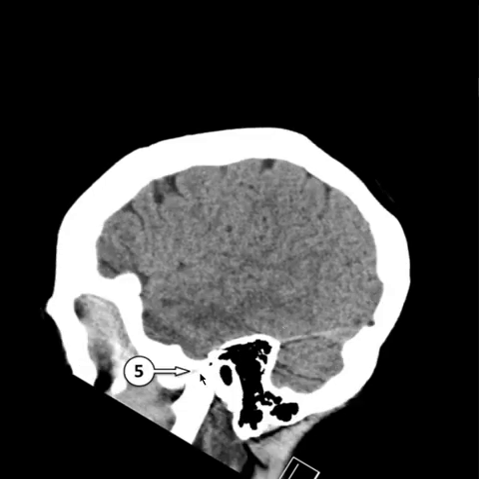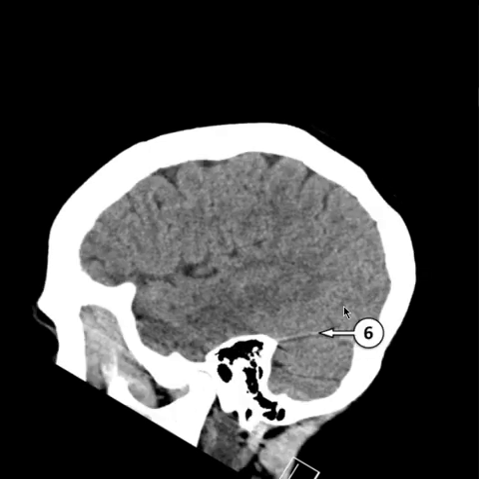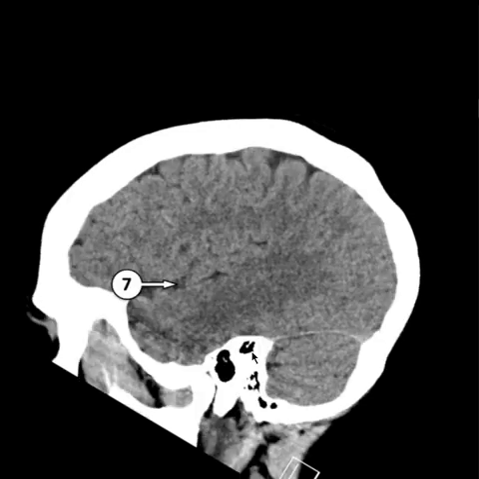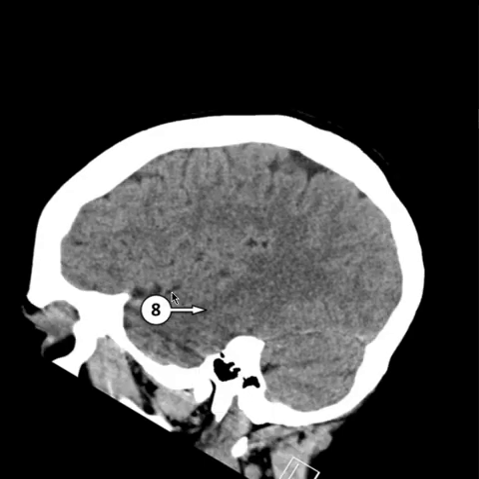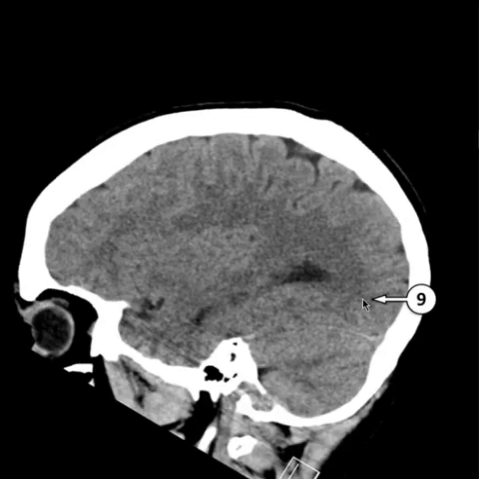5 coming into view, the temporomandibular joint or the TMJ. 6 here is the tentorium cerebelli, this linear hyperdense structure. And 7 is the Sylvian fissure. 8 here is the temporal lobe. And posteriorly, of course, in the occiput, the occipital lobe.